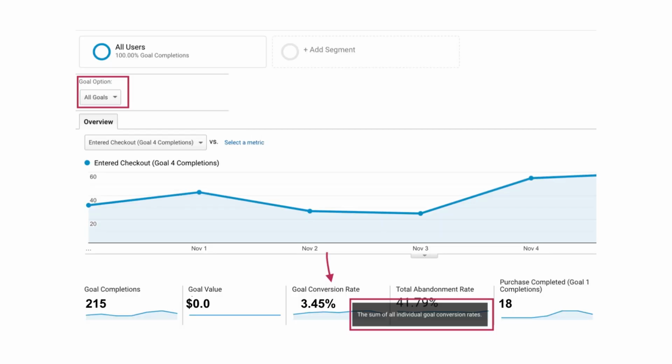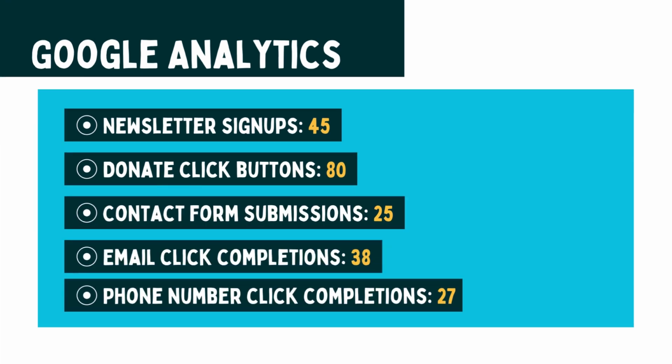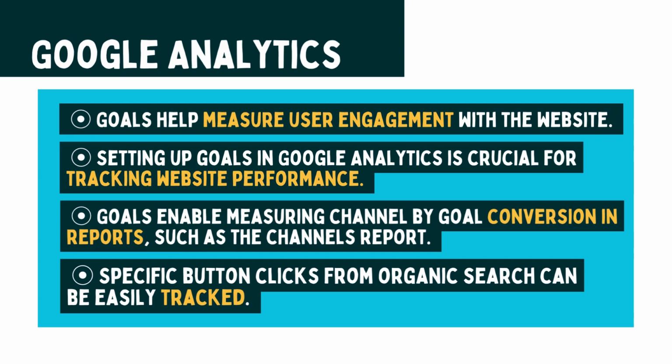As I browsed through here, I observed a total of 215 goal completions with a conversion rate of 3.45%. When I investigated further, I found that the goals were categorized into event-related goals. Out of these, 45 were related to newsletter signups, 80 were related to donate click buttons, 25 were contact form submissions, 38 were email click completions, and 27 were phone number click completions. These goals help me measure the engagement of users within the website.